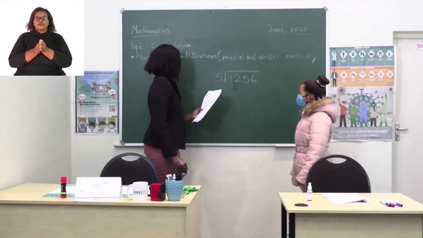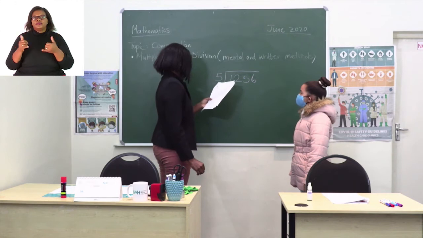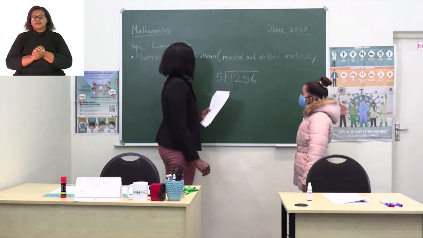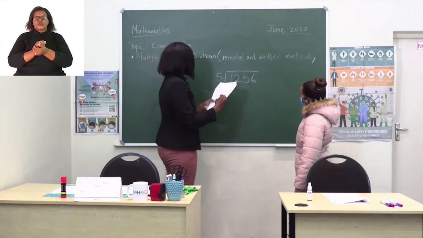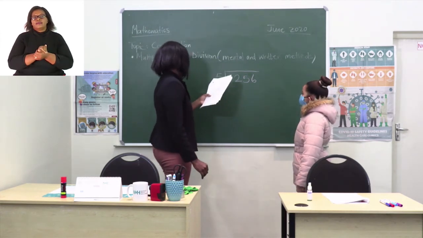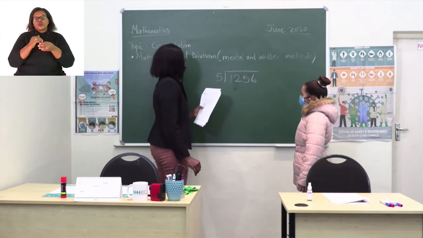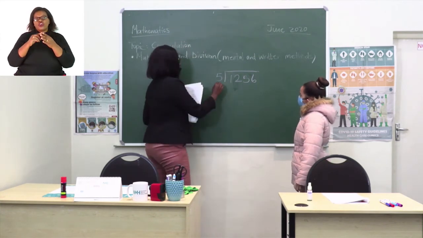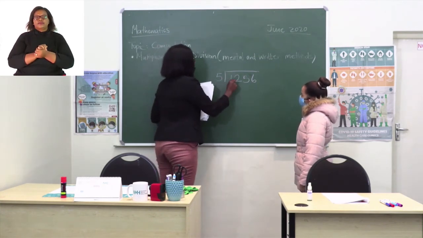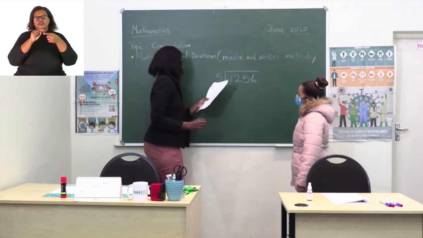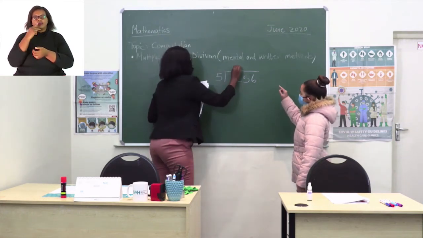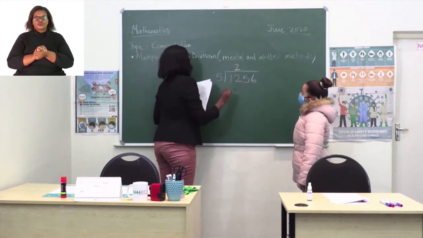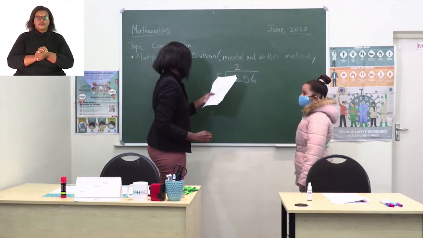Boys and girls, let's get on board. Let's work out 1,256 divided by 5. Let's work it out step by step. The first step that we need to take is division. How many times 5 goes in 12? What is our answer? It is 2. Good, we write our 2 on top there.